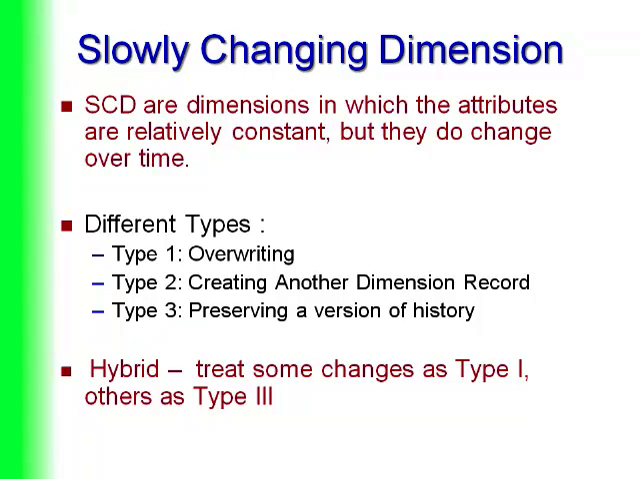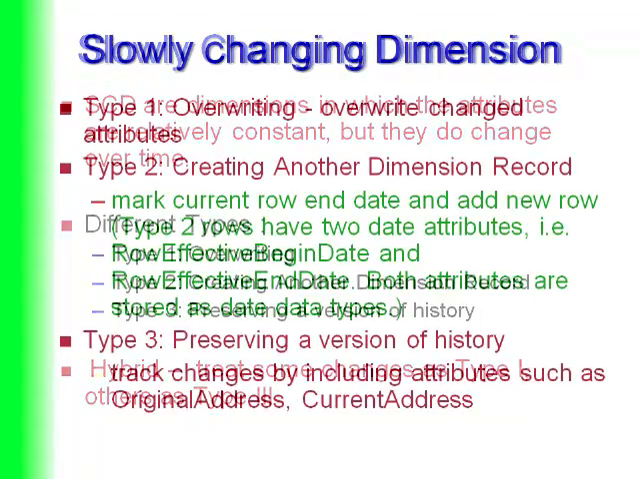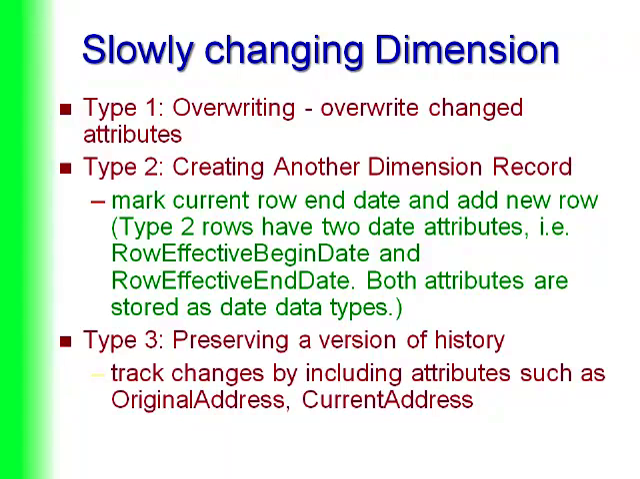Then the other category of slowly changing dimension is hybrid. In this case, we treat some changes as type 1 and other changes as type 2, or some changes as type 2 and other changes as type 3. That means a mixture of different types. Then it is called slowly changing dimension of type hybrid. In all these situations, we need to create the key.